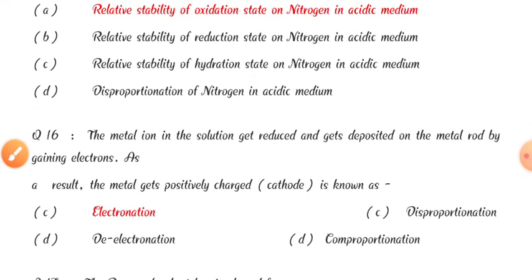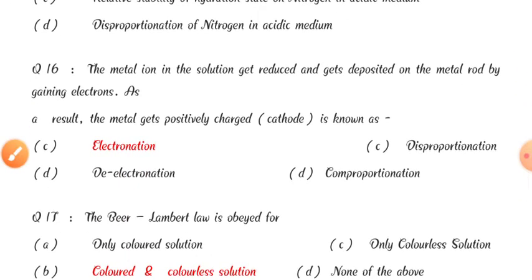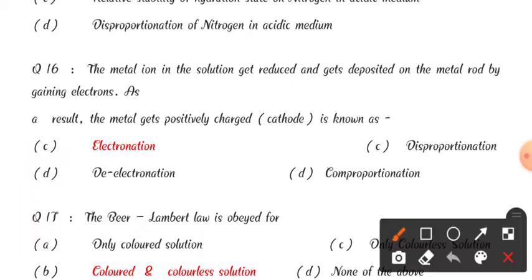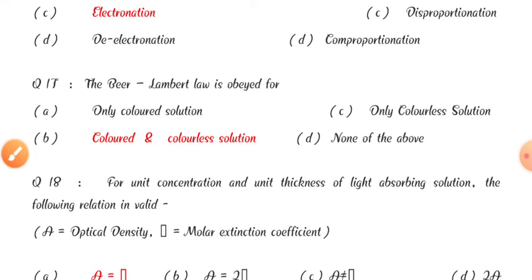That is question number 16. Okay, so question number 16 says: the metal ion in the solution gets reduced and gets deposited on the metal rod by gaining electrons. As a result, the metal gets positively charged; the cathode is known as the electronation. So option number A is the correct answer, friends. Option number A is the correct answer, not C. Now question number 17.